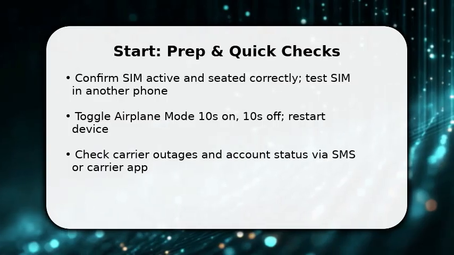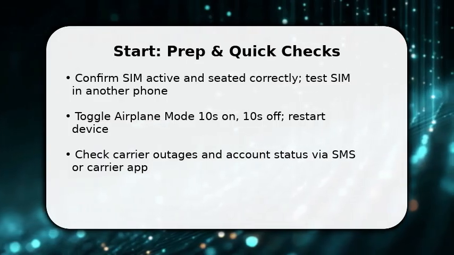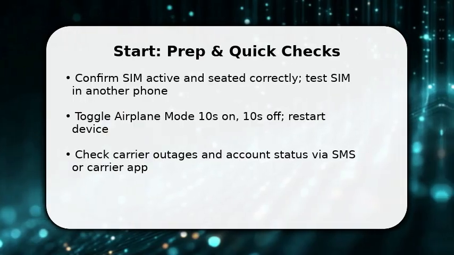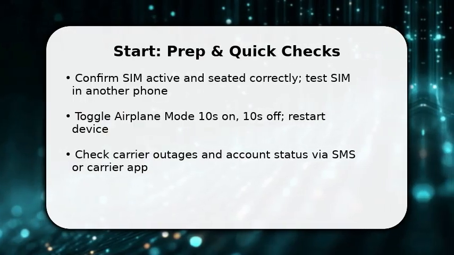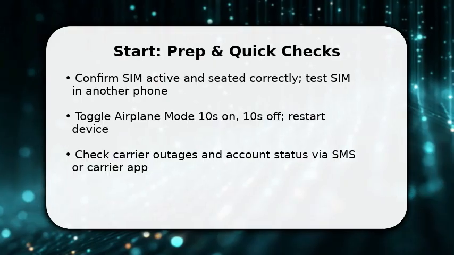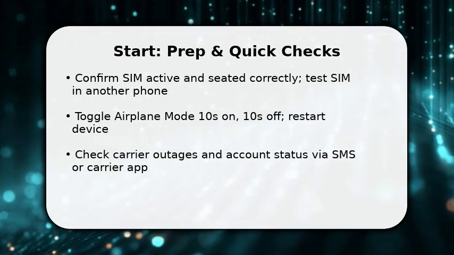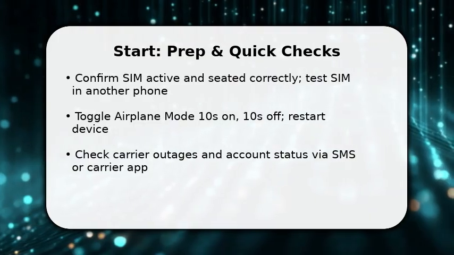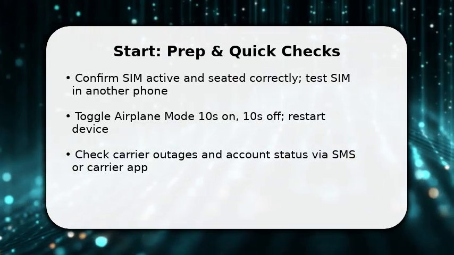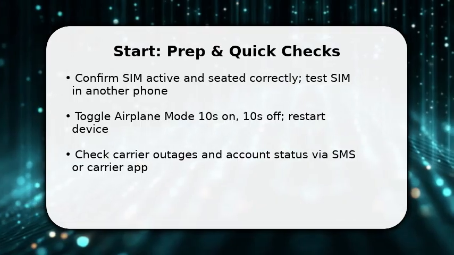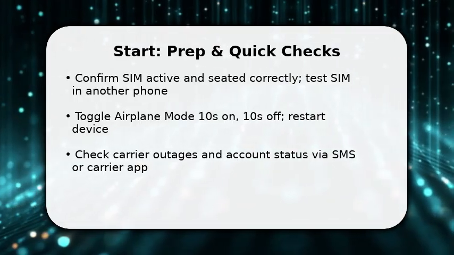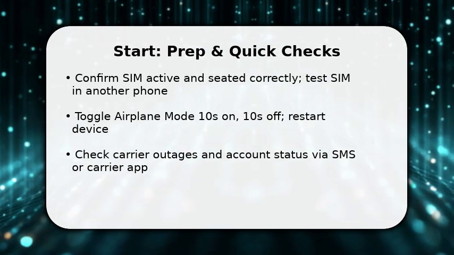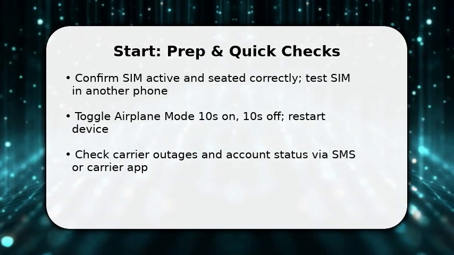You begin by confirming the basics that actually solve most problems. Make sure the SIM is seated, active, and working in a second phone to isolate hardware versus account issues. Then toggle airplane mode for about 10 seconds and restart the Samsung. This forces a fresh radio handshake with towers. Once done, check your carrier app or SMS alerts for outages or billing holds, because network blocks or maintenance are often the unseen cause of mobile network not available.